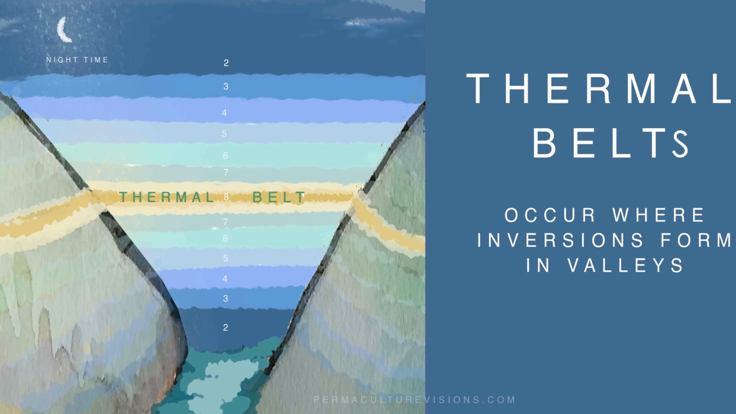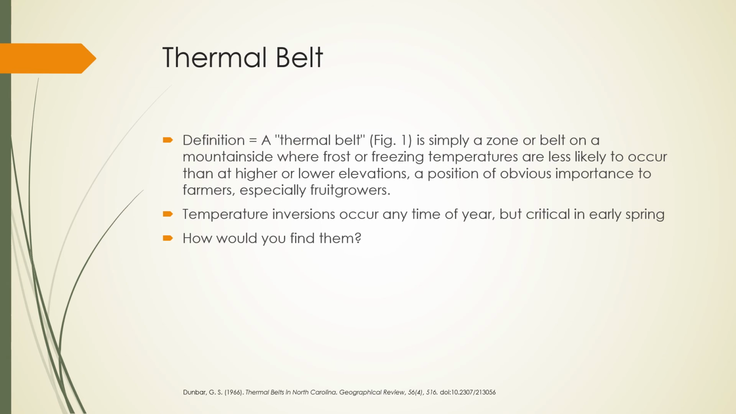Let's return to the idea of a thermal belt. The thermal belt occurs because there's an inversion that forms in a valley. The cold air has sunk, and that's kind of pulled down this warmer air from above, and there's a little trapped pocket of warm air. Do you know where the thermal belt is on your property or in your area?